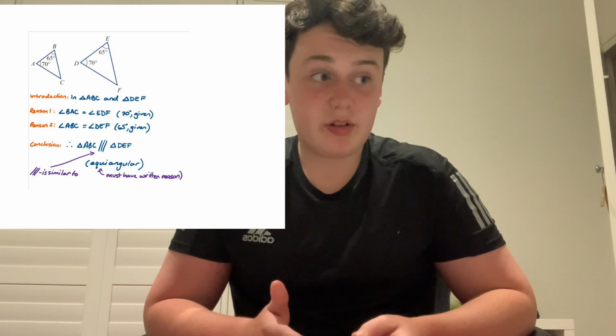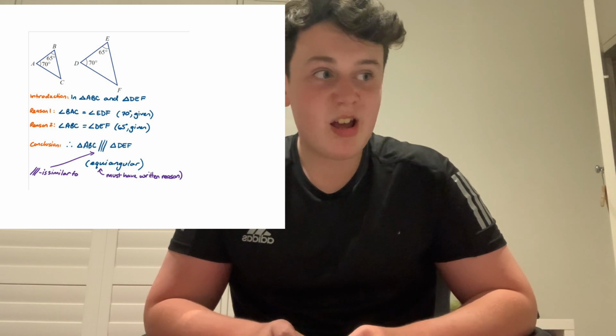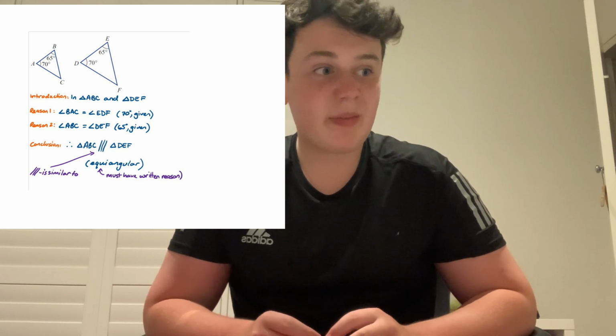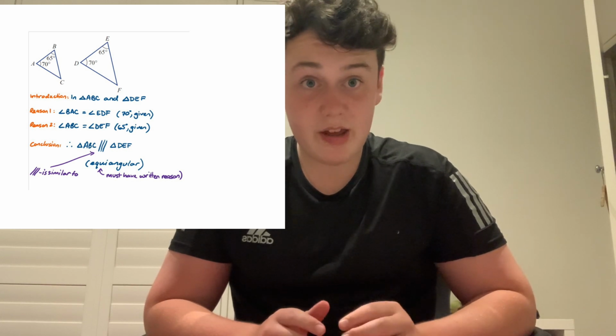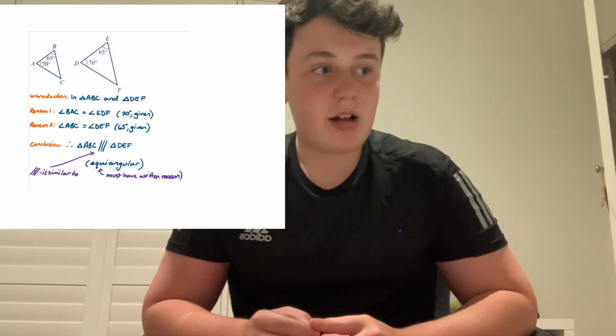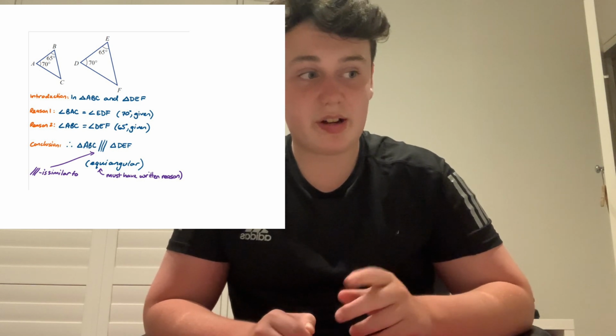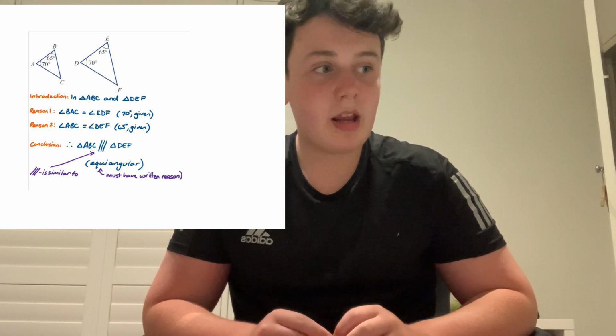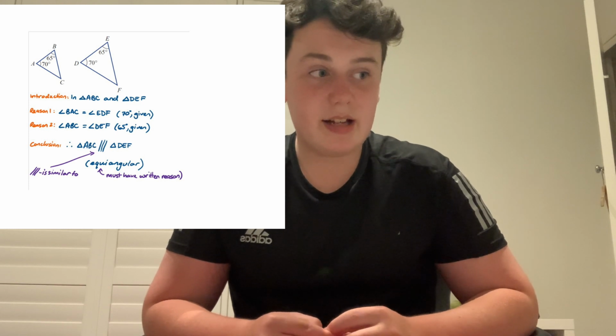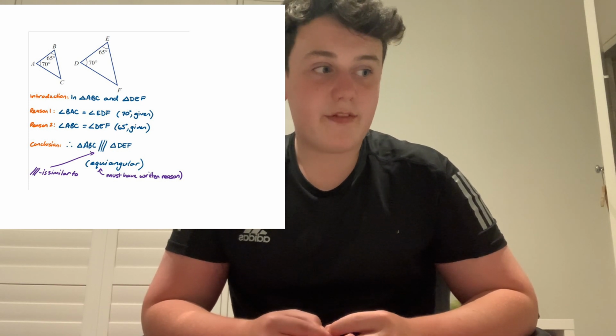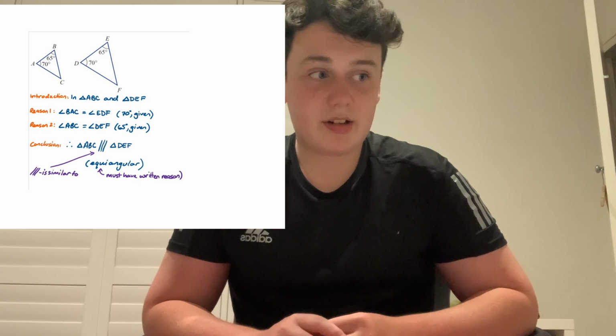Because we've proved that two angles in the triangle are the same, which means that the third angle has to be the same, we can write our conclusion, which is therefore, so the three dots, triangle ABC is similar to triangle DEF, with the similar symbol being like three dashes next to each other. And then write the reason next to it, so equiangular.